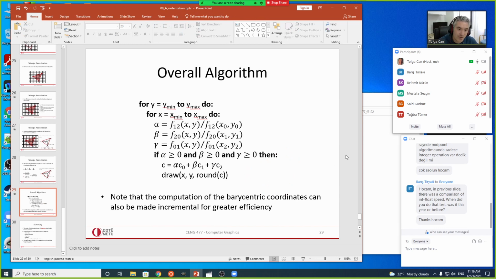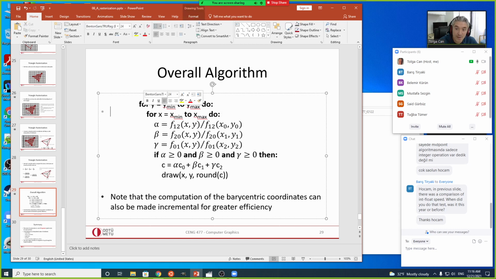So here's the overall triangle rasterization algorithm. This is the part where we test all of the pixels in the bounding box. So we have two for loops, y coordinate from y min to y max and x min to x max, and we compute alpha, beta, and gamma like this. For gamma, we don't say gamma is equal to 1 minus alpha minus beta. This is critical, okay? Because we compute alpha, beta, gamma for a pixel that is potentially outside the triangle too. So when one of them may be negative, for example, when we do that.